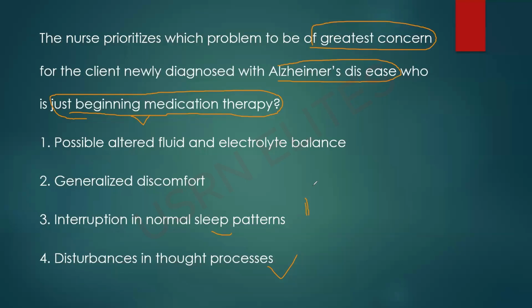Okay, yeah, someone wanted to ask a question. Yeah, that was my question because I wanted to add that since it's a priority question, it means the two options can be correct, but one supersedes the other one. That's why the answer is disturbance of thought process.